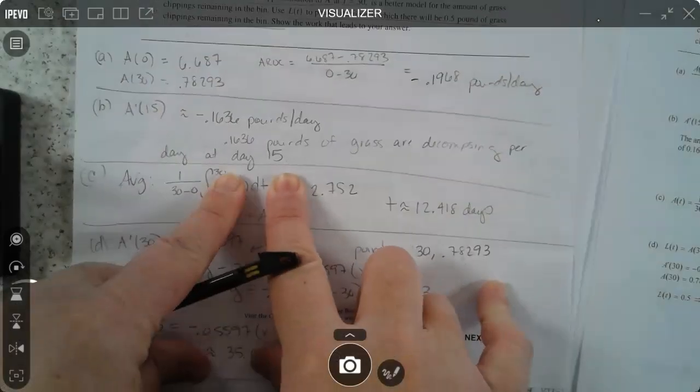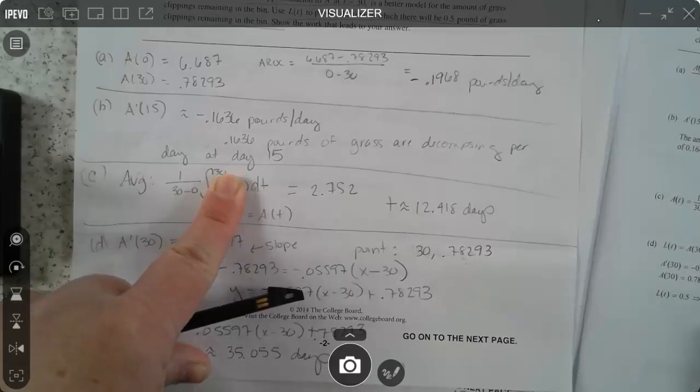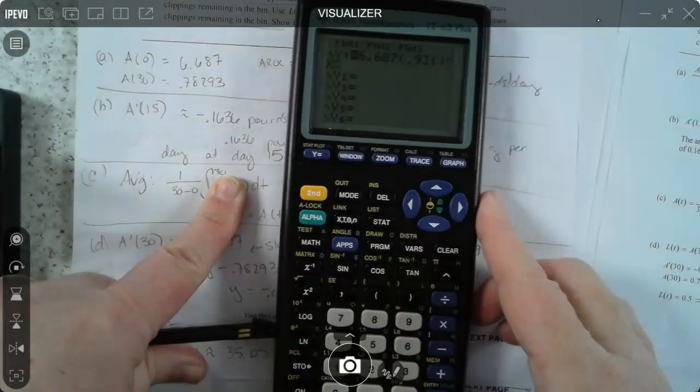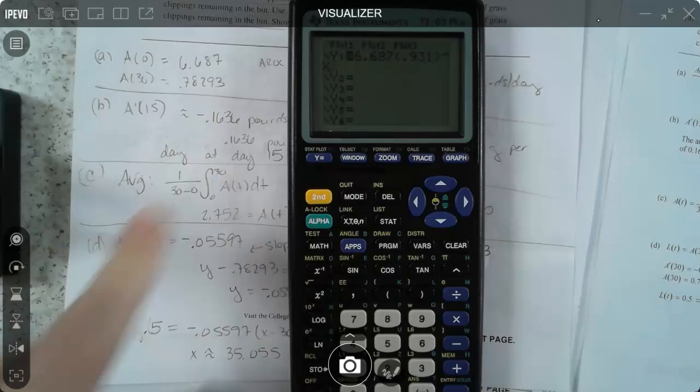Okay. This in your calculator, let me just show you quickly. 6.687. Did you not figure it out yet? 0.9. I put that equation into my y1. Not yet, because it's not a rate of a rate. It's still just a rate.